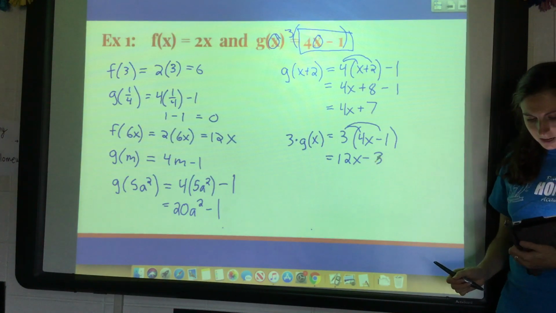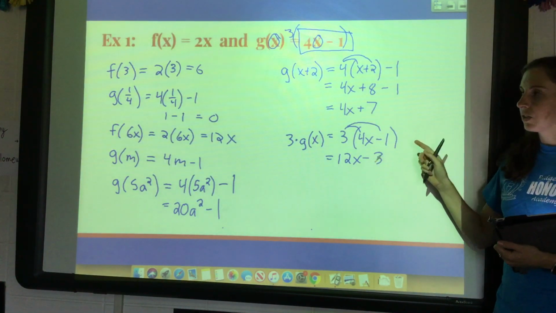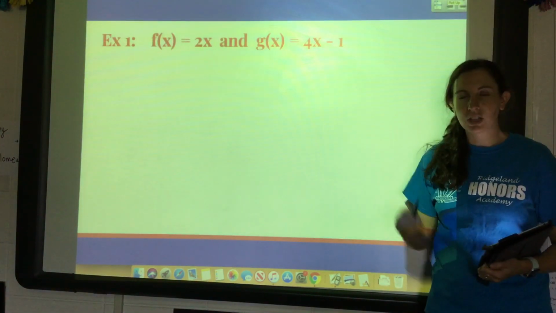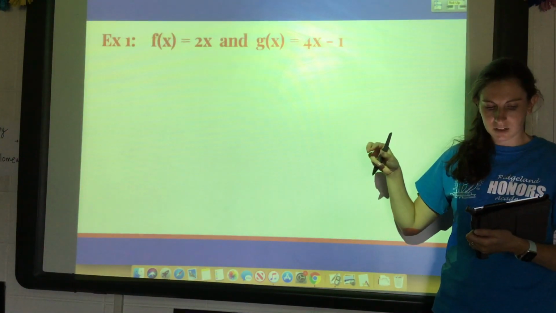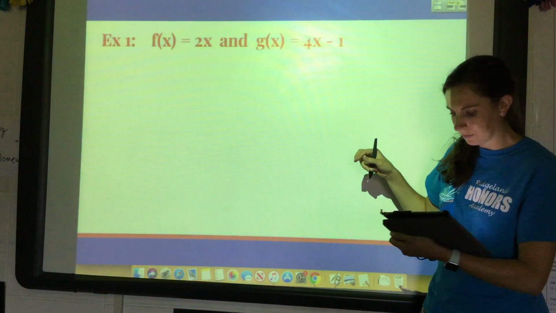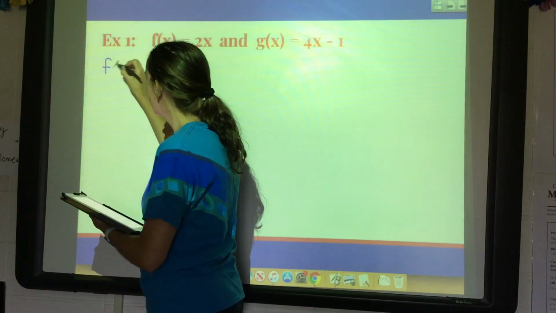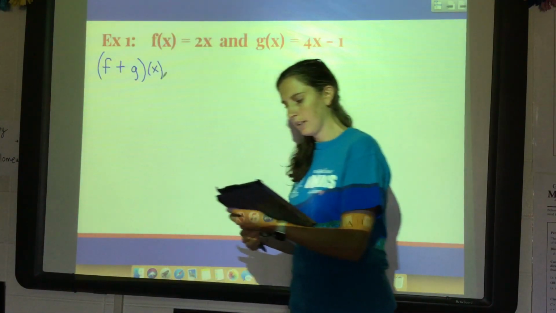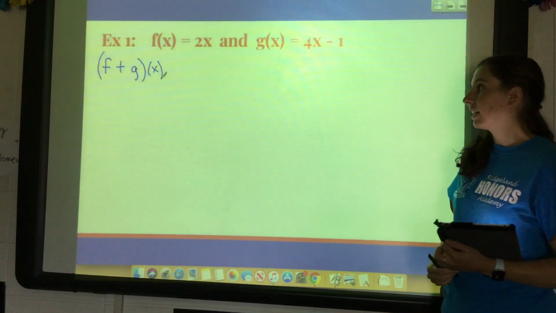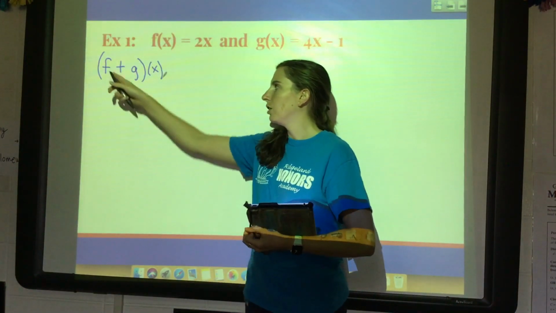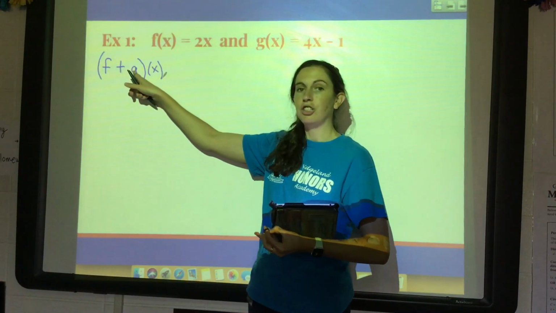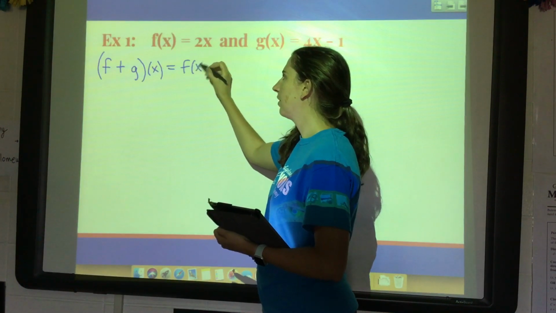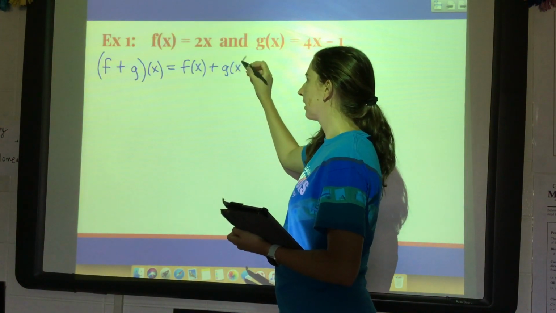Okay. So now, let me erase these. Same functions, but now we're going to combine them a little bit. So, for example, let's do f plus g of x. F plus g of x literally just means I'm going to do function f, I'm going to add it to function g, and my input is still an x. It means the same thing as take f of x and add it to g of x.